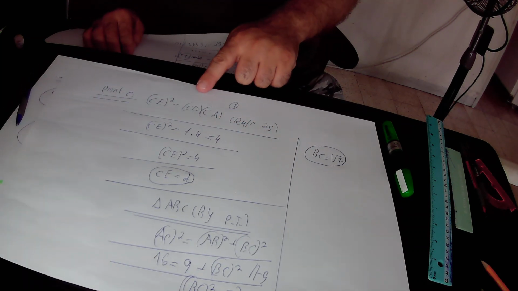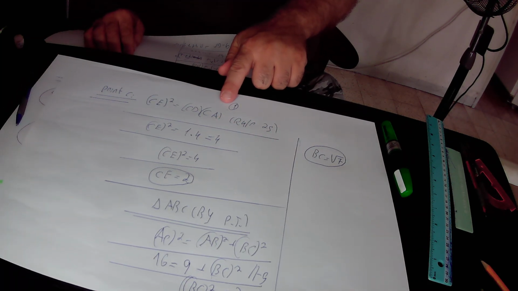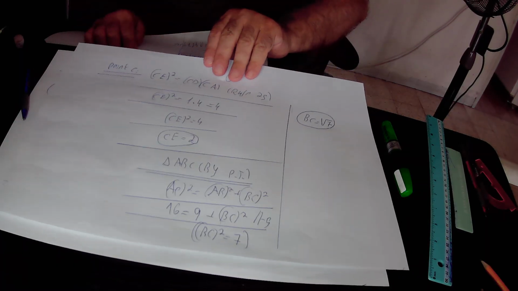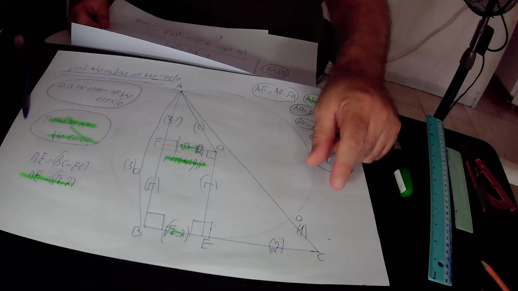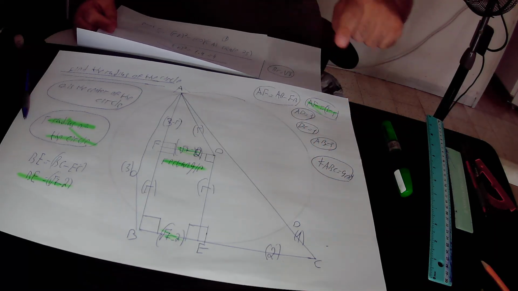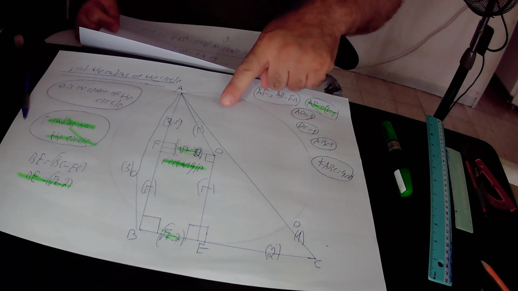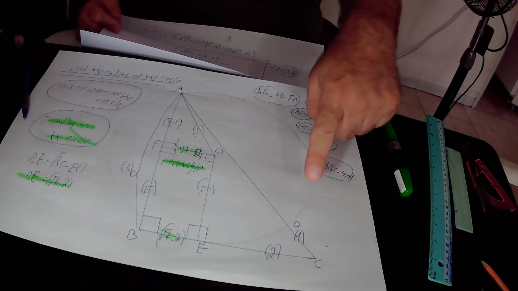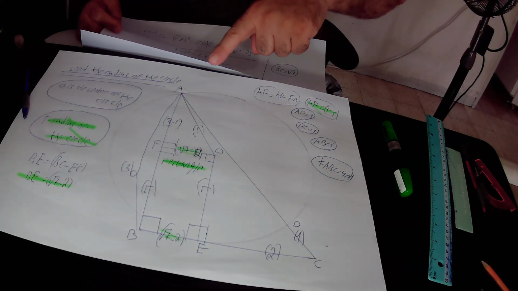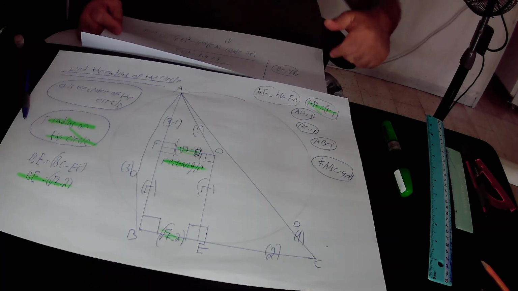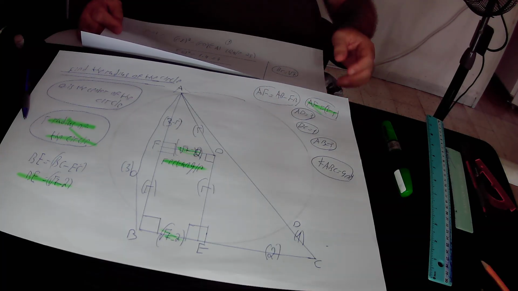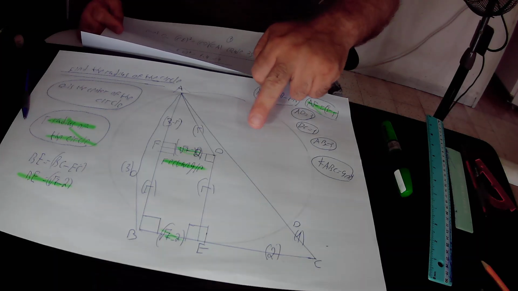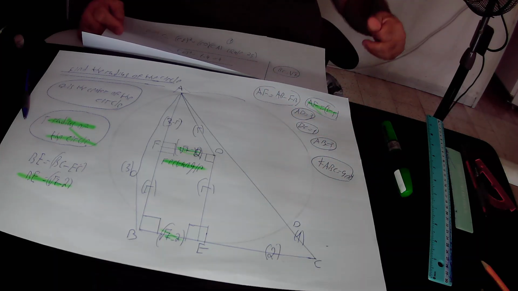CE square equals CD times CA. CE is the missing side, so we leave it as it is, and it equals CD. CD equals 1, and CA in total equals AD plus DC. AD is 3, DC is 1, so in total AC equals 3 plus 1, that is 4.